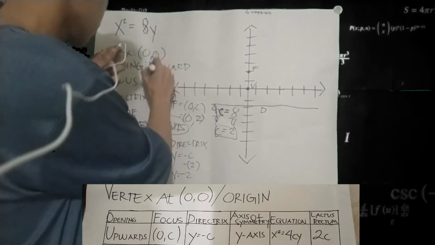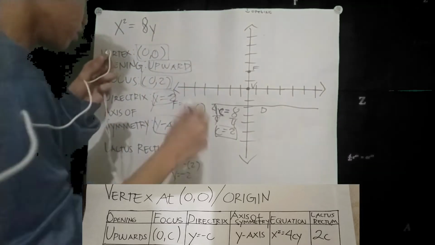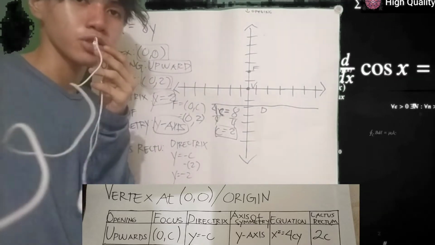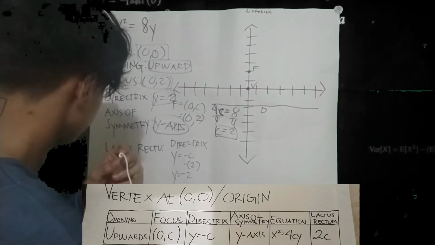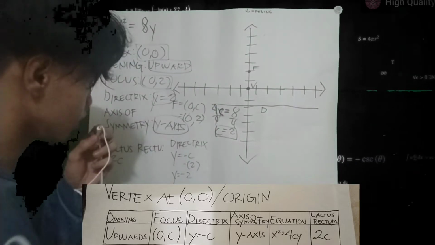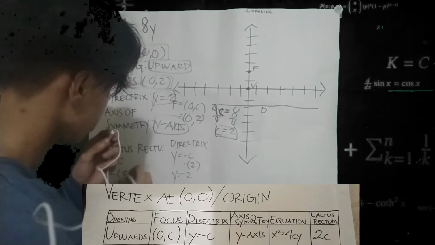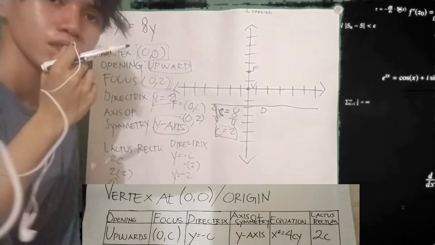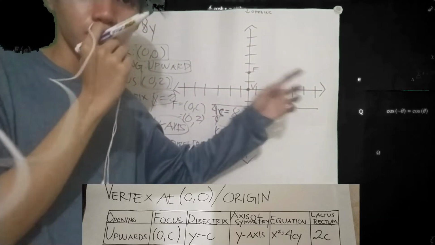Let's also box it para hindi nakakalito. So for the latus rectum naman, para mahanap natin yung endpoints nito, we're gonna have to use this equation: 2c. Bring down 2 again. What is the c? It's 2. So 2 times 2 is equal to 4. Meaning the distance from the focus hanggang sa endpoints ng latus rectum is 4 units.